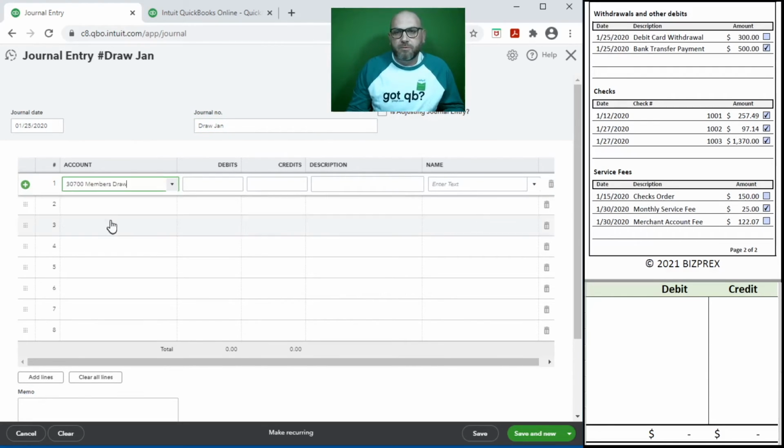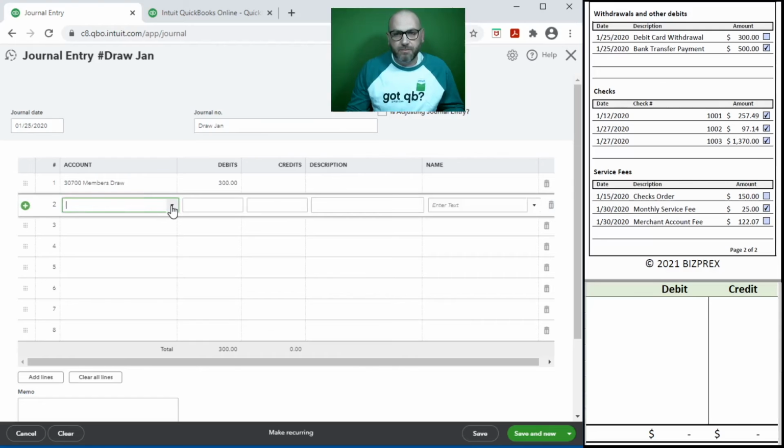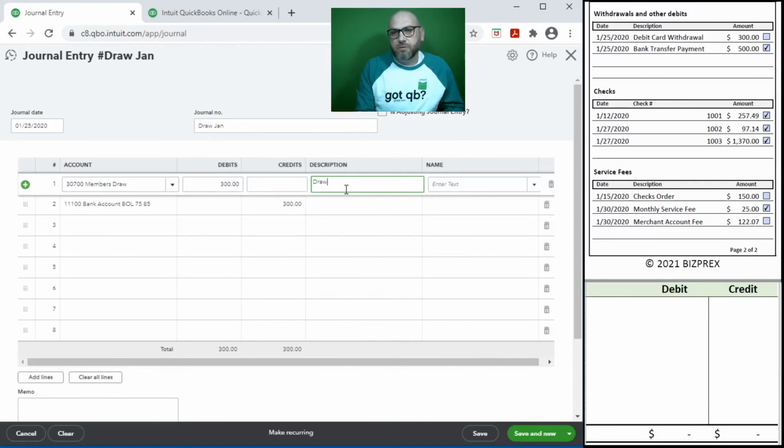All right, member draw, it's equity. So again, we know what's going on. It's going to be debited, because equity is reduced when debited, and if we're taking money out of the business, we're reducing our equity. We also know that our bank account will be reduced, and it's reduced when credited, because it's an asset. So let's put draw.